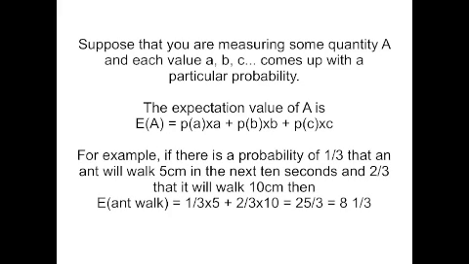Suppose that you are measuring some quantity, and each value, A, B, C, and so on, comes up with a particular probability. The expectation value is the probability of A times A plus probability of B times B plus probability of C times C, and so on. For example, if there is a probability 1/3 that an ant will walk 5 centimeters in the next 10 seconds and 2/3 that it will walk 10 centimeters, then the expectation value of the length of the ant walk will be 1 over 3 times 5 plus 2 over 3 times 10, which is equal to 25 over 3, which is equal to 8 1/3.